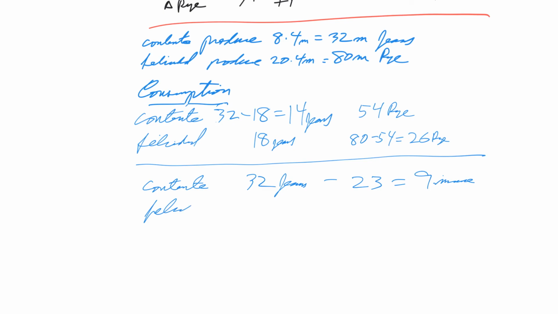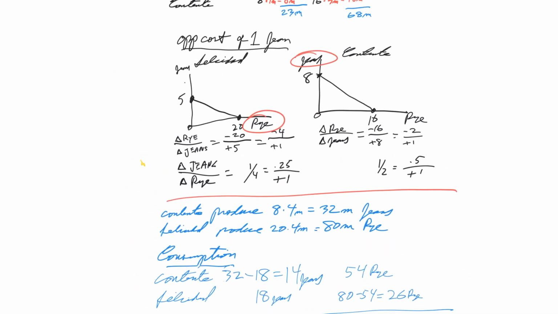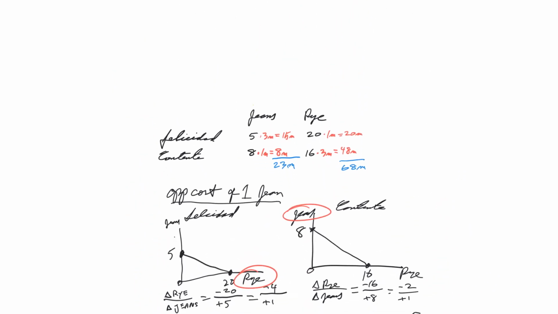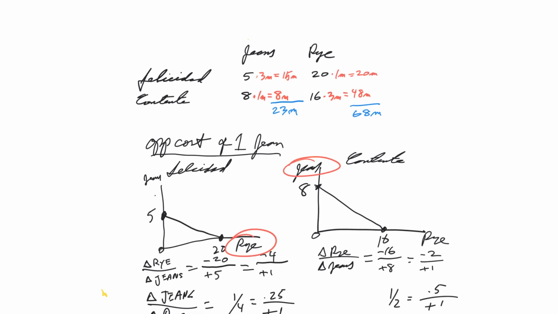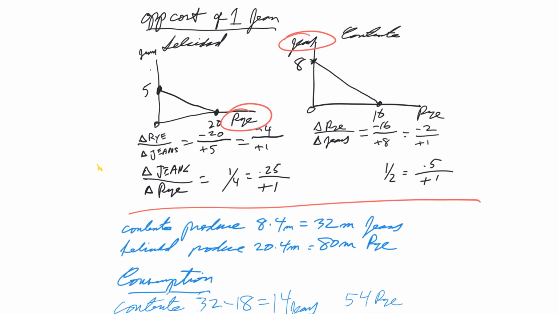How about Felicidad? Well, Felicidad specializes in rye, and they produce 80 rye. And how much rye was there in the world before that? There was 68. So the increase is 80 minus 68.